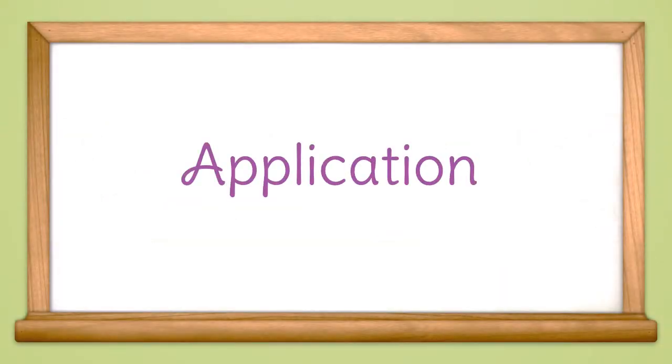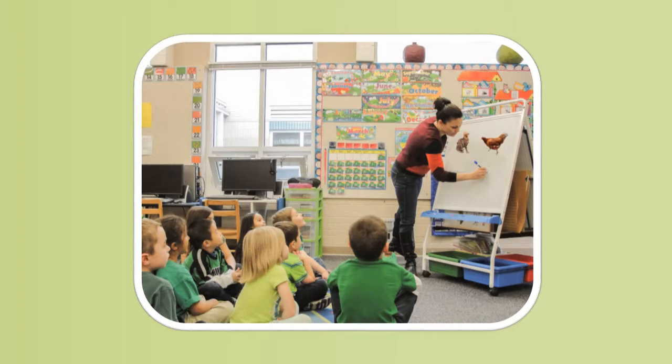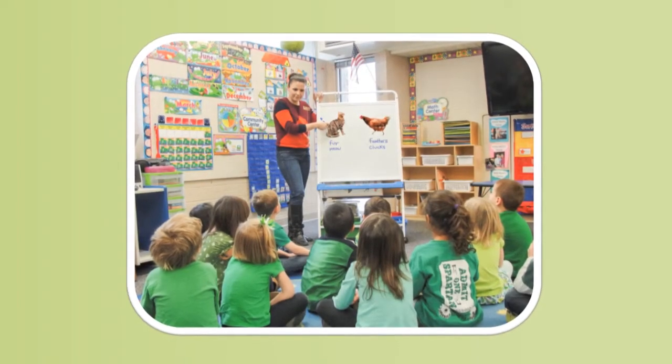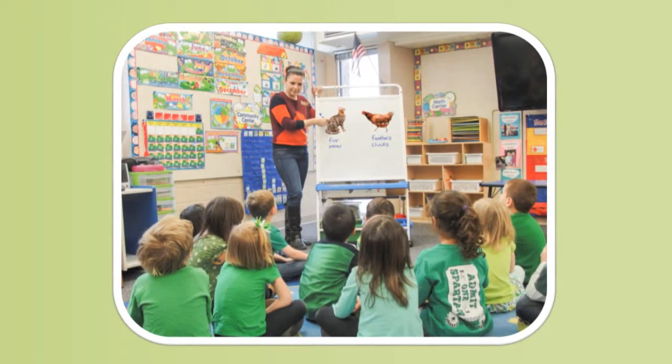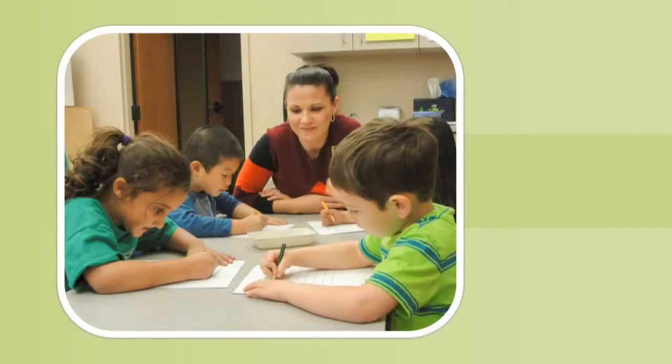Now let's see how a teacher applies this strategy in her classroom to make sure her students understood what she just taught them. Hi, I'm Ms. Johnson, and here's how I use a quick write in a science lesson for my kindergarten students. This lesson is about animals. During the lesson, we make a list of the differences between cats and chickens. Now I want to find out if the students understood what we just discussed. So I follow the 4 steps of a quick write.